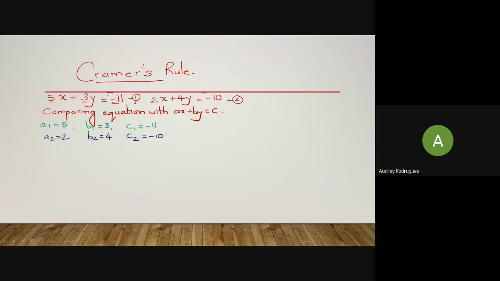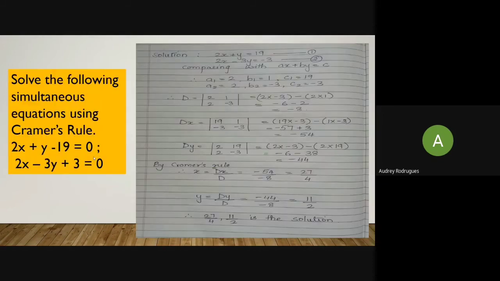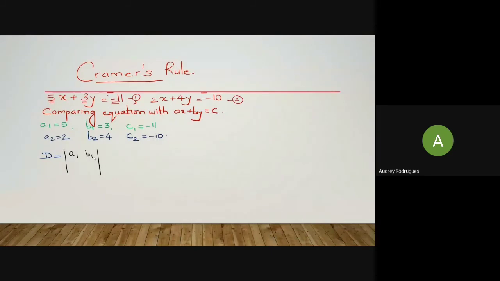Very good. Now, we have got this part. Now, you remember students, we had learned how to find the determinants. So to find the determinant, we have a1, b1, and below that, a2, b2. Okay, so D is a1, b1, a2, b2. Fine? Okay. Now, there is one more thing that you have to remember, and that is D of X, and you have to find D of Y.